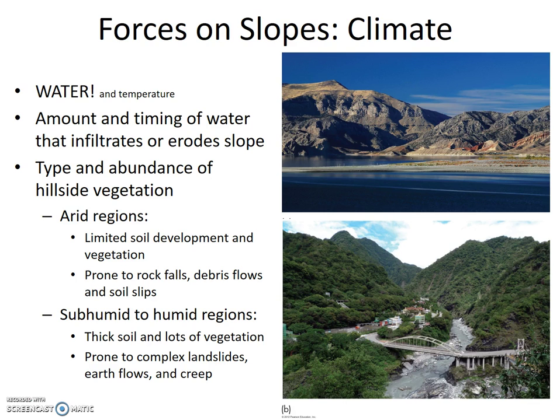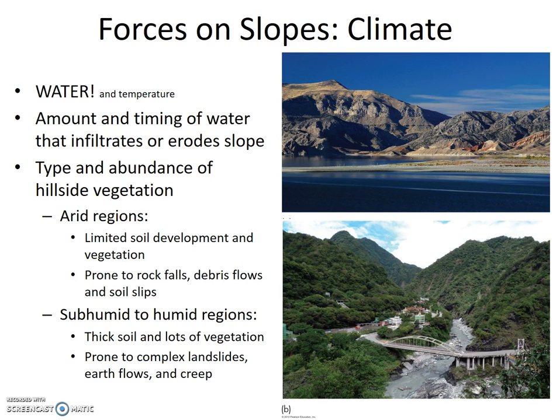The next force on slope that we will consider is climate, mostly meaning how much and what type of water an area gets, but temperature also plays a minor role. Things to consider for water include the amount and timing of water that infiltrates or erodes the slope. Is there a lot of water erosion? Does the water soak in or just flow off the slope? This leads to type and abundance of hillside vegetation.